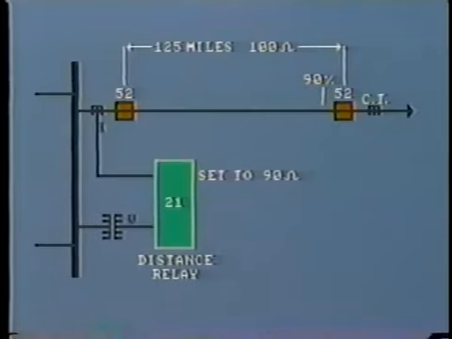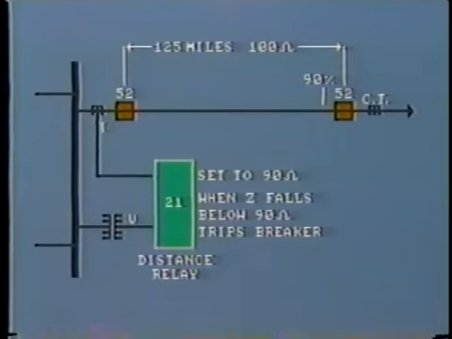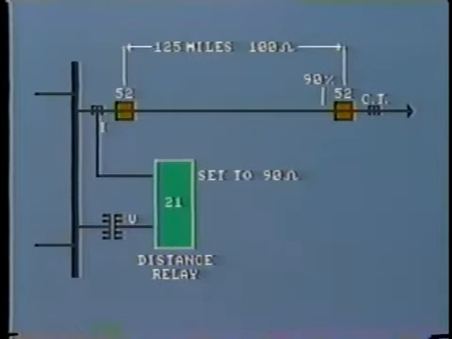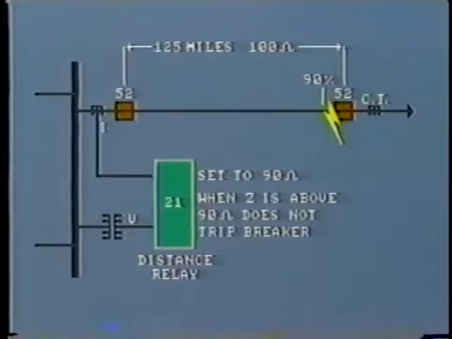The relay continuously compares voltage and current, and if the primary impedance falls below 90 ohms, it will trip its associated breaker. However, if a fault occurs beyond this line, the impedance will be higher than 90 ohms, and the relay will not trip. So, the relay is giving us the desired selectivity.